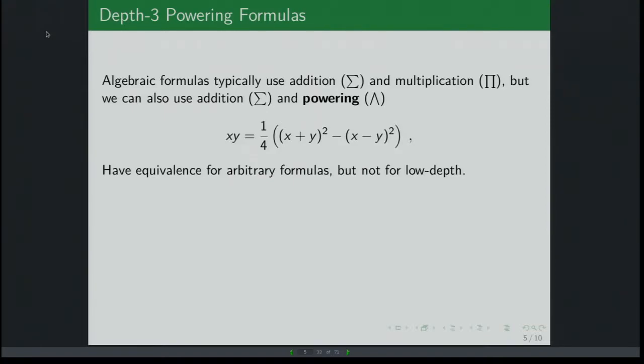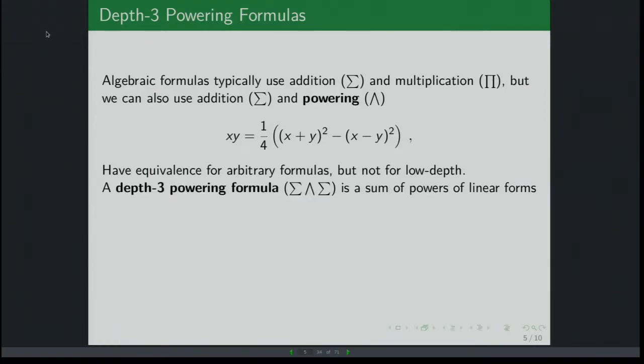So the question is, what happens when we restrict ourselves to low depth powering circuits? Specifically, we talk about depth-3 powering formulas. These turn out to be something called the sums of powers of linear forms.